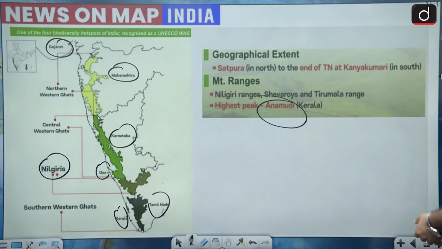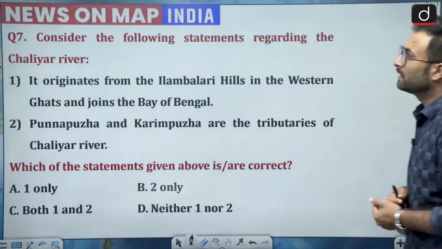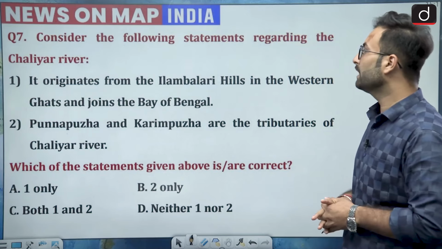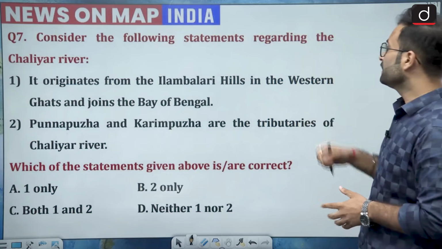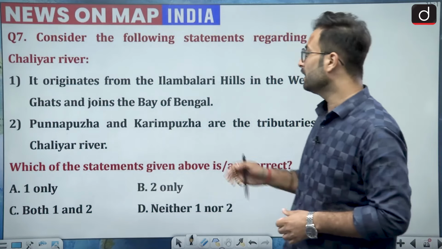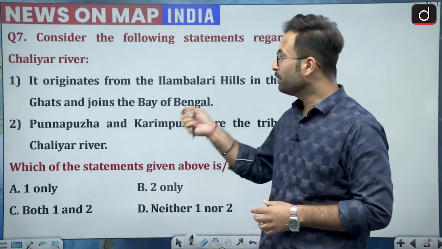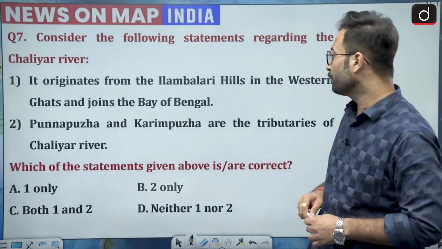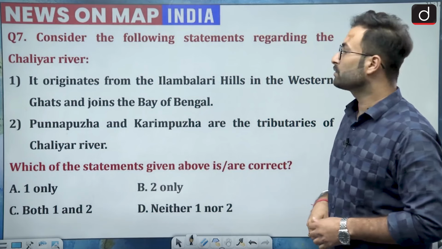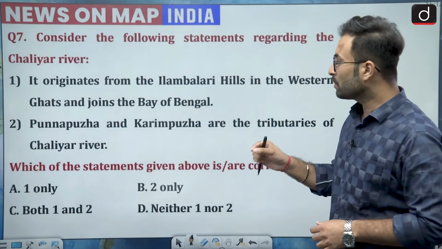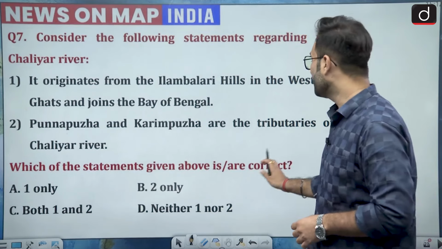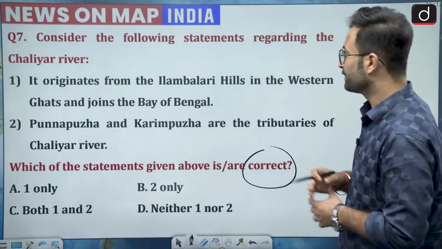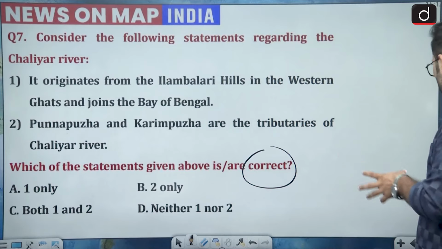Now moving further, question number 7. Consider the following statements regarding the Chaliyar river. It originates from the Ilambalari hills in the Western Ghats and joins the Bay of Bengal. Then, Punnapuzha and Karimpuzha are the tributaries of the Chaliyar river. Which of the following statements given are correct? So ultimately they are asking you for the correct statements. Okay, now let's see over here.